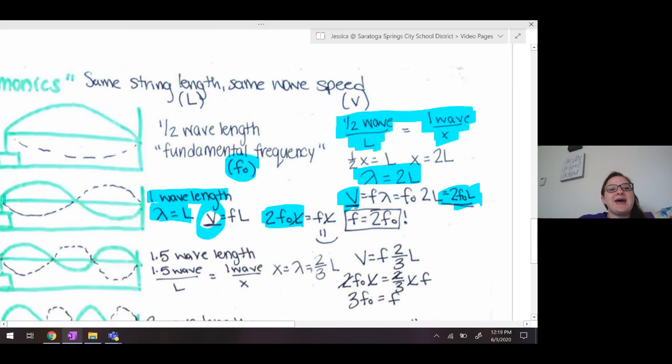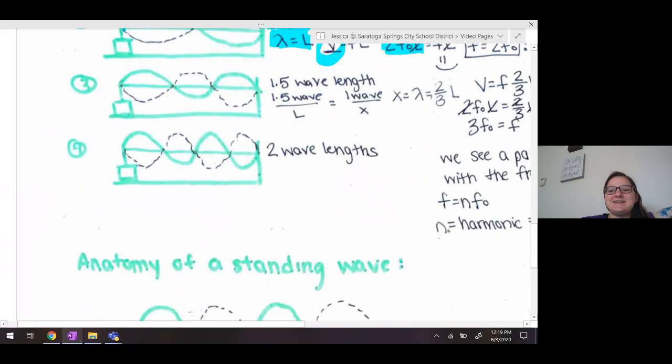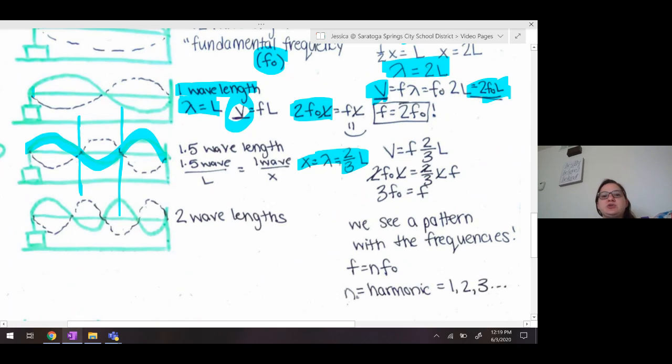At the third harmonic, we have 1.5 waves. So 1.5 waves over L, we can use a proportion again because it's not as straightforward as the last one, is going to equal 1 wave over X. I cross multiply and do some division, and I see that X, or my wavelength, is 2/3 L. That should make sense, right? We have 3/3, we've broken it up into thirds, and one full wavelength occurs in 2 of those thirds.